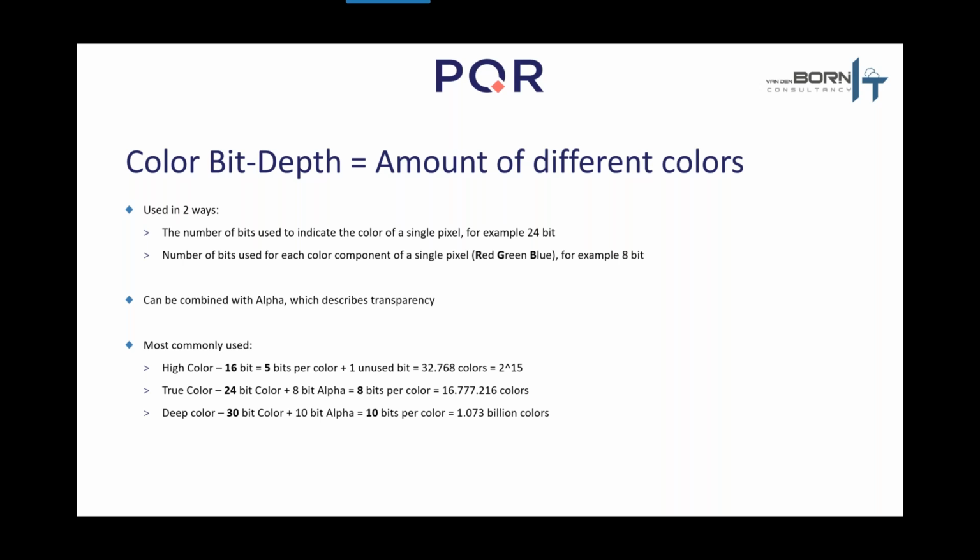So some of the most commonly used ones, and I think the most common one these days is 24-bit true color, which means 8 bits per color, which is roughly around 16 million colors. The next one we'll see more and more on Blu-ray videos and games is 30-bit color, or 10 bits per color, which is 1 billion colors. And that's more than our eyes can even see.